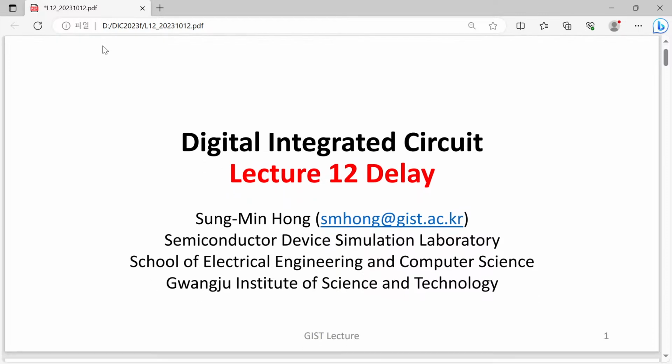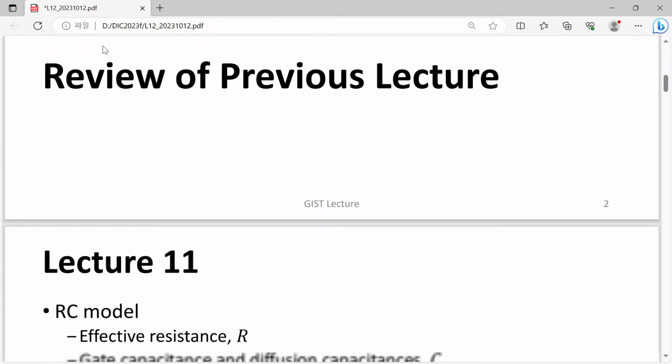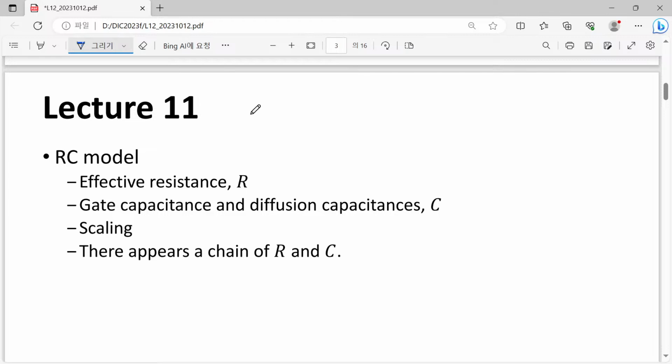Okay. So let's go to our previous lecture 11. We are now talking about the delay of a certain circuit, a simple circuit. In the previous lecture, lecture 11, we introduced the RC model. In this RC model, we try to express our transistor with its effective resistance and effective capacitances.